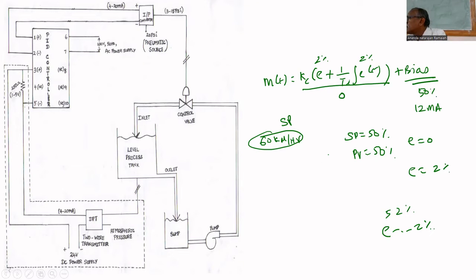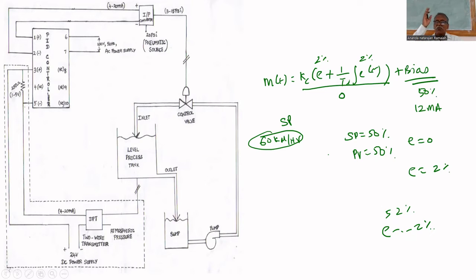Let us assume that. I understand this point. We do not know the quantity. Some changes happen, but we do not know the value of Kc and Ti. Some changes will happen because of error. If error is there, then only the PID controller will work. That is theoretical control.